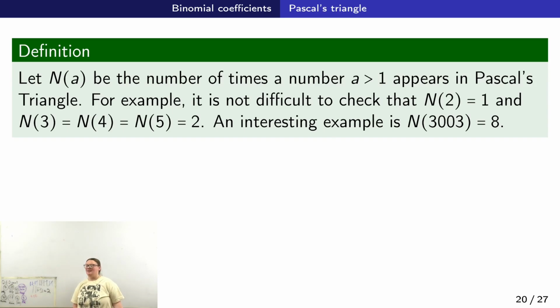So we have this definition of capital N of A. That's gonna be the number of times a number A, which is greater than 1, appears in Pascal's triangle. So why should A be greater than 1? Because if A is less than 1, it doesn't appear in the triangle. Okay, let me ask again, a different way. Why is A strictly greater than 1? Awesome. It appears a lot. Yeah, exactly. Both of those reasons are what I was looking for.